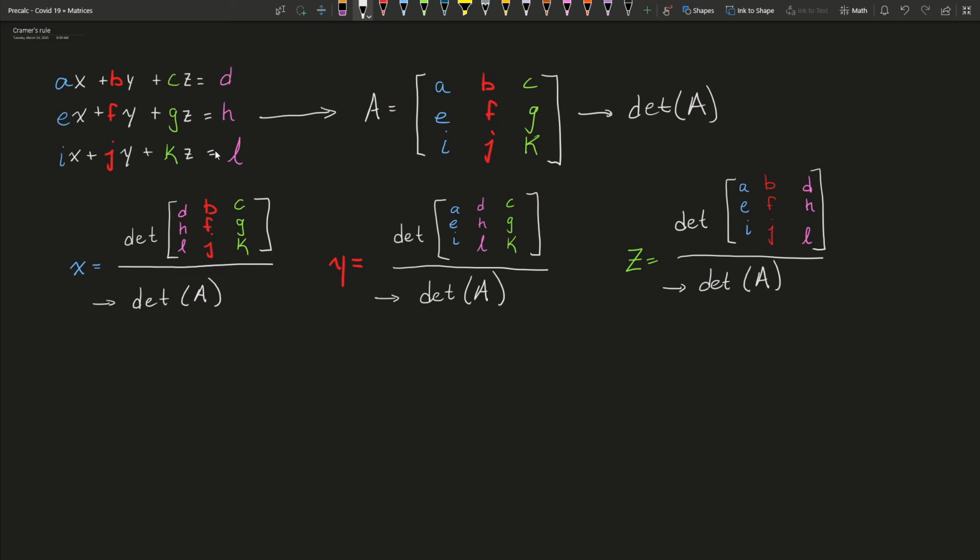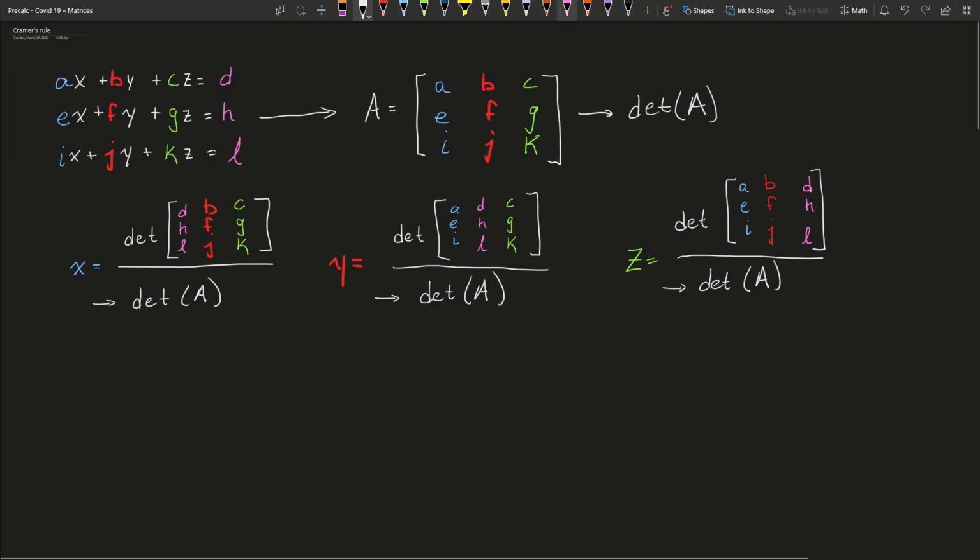So the first thing we do from our system of three equations, we get the coefficient matrix. We take the determinant of that coefficient matrix, and that determinant is our denominator for x, y, and z, or any variable that we're solving for. And we will do an example of this. But after we get that denominator, then we would take the determinant of these, what I call answer matrices.